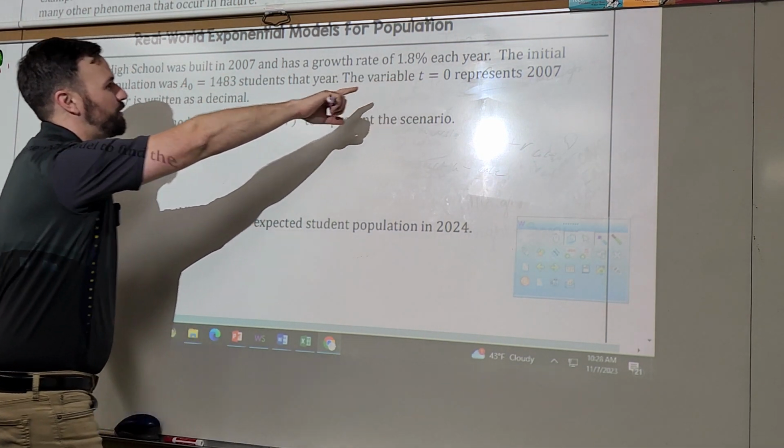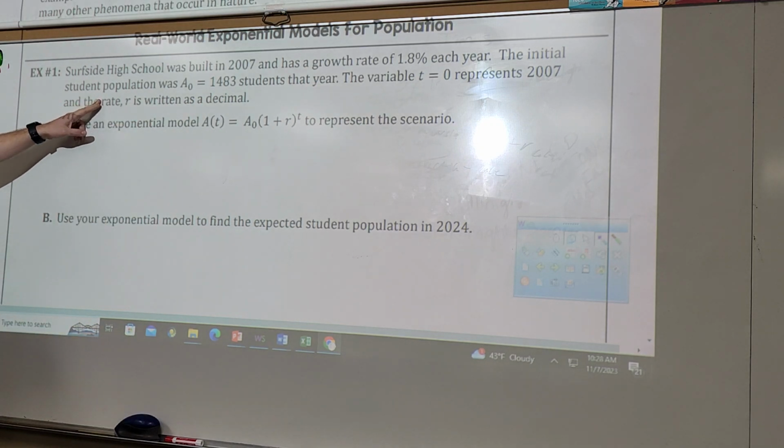Has a growth rate of 1.8%. Initial was 1,483 students, pretty much our size. At T of 0 is 2007. Let's make an equation.